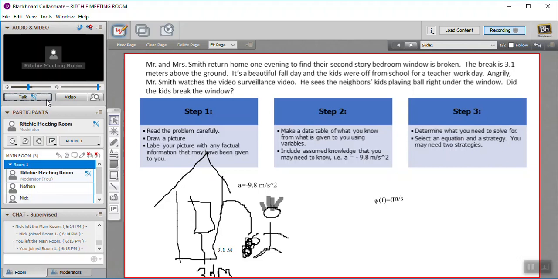So it looks like we've got it all. I'm going to return you guys back to the main room. We'll take that slide with us and we'll see what we come up with.